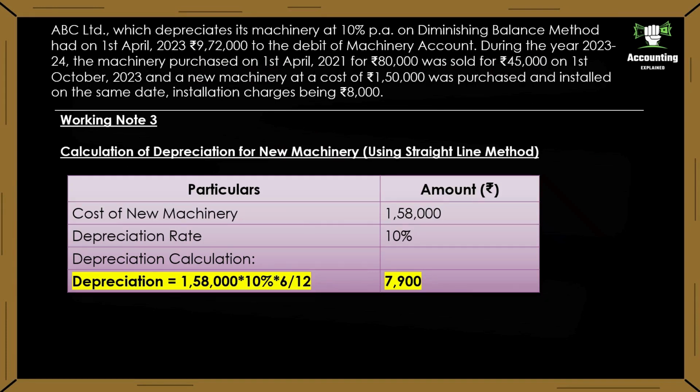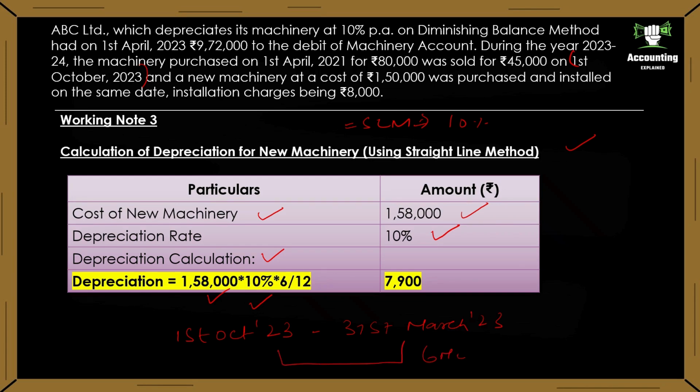In this, we are going to calculate the depreciation for the new machinery using the straight line method. Cost of new machinery is 1,58,000. Depreciation rate is the new rate for SLM method, that is also 10%. Okay, 10%. Depreciation calculation is 1,58,000 into 10%. This machinery was bought on 1st October 2023. So we can charge depreciation only from 1st October 23 to 31st March 24, which comes to 6 months. Okay, into 6 by 12. So the depreciation for the new machinery will be 7,900.